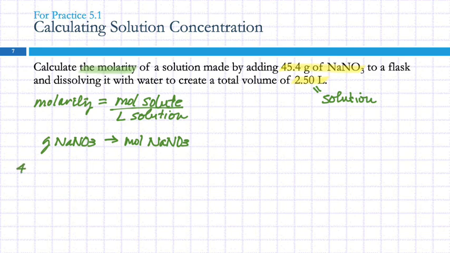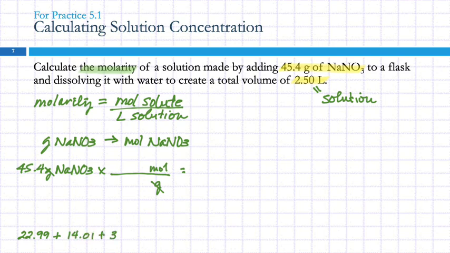So 45.4 grams of sodium nitrate. We want to find moles, and so we're going to divide by grams, get our units in there, and then the relationship between moles and grams is the molar mass of the compound. So we have the formula, we have the periodic table, and so we'll just jot down here. So sodium is 22.99, and there's 1 nitrogen, 14.01, and there's 3 oxygens, those are each 16.